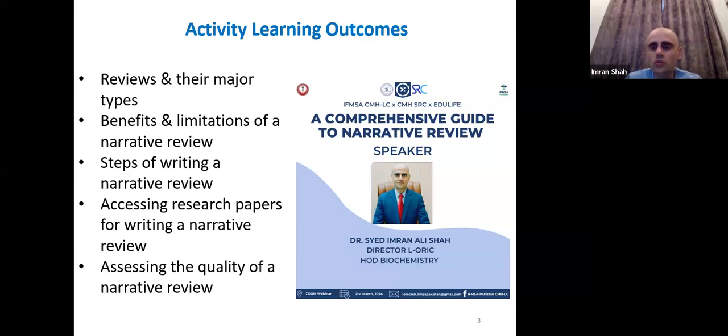We'll obviously talk about the steps that we need to follow to write a nice narrative review. And within that step, there is a very important component, that is accessing research papers. So we will also touch upon how we can access good quality research papers for writing our narrative reviews. And then I'll also tell you how you can assess whether what you have written is good enough or not. So there are certain scales that we can utilize to see where we stand. So that I will also introduce to you.